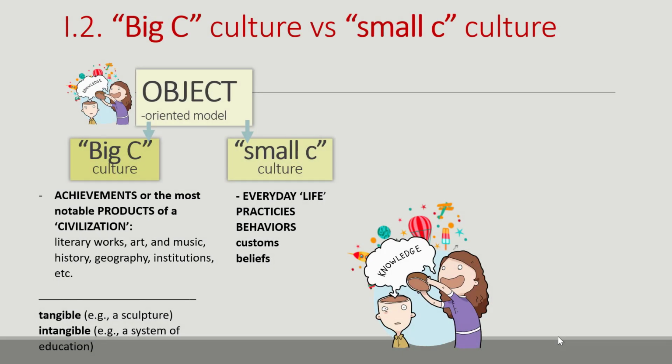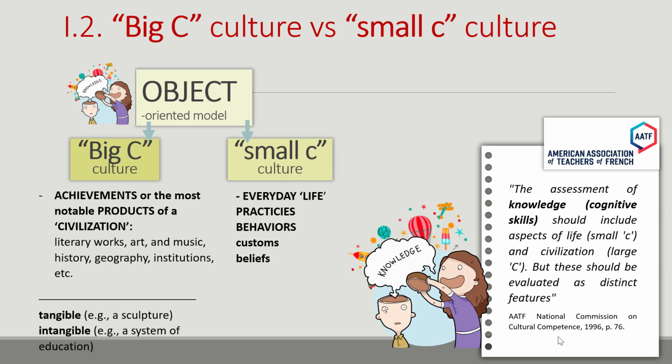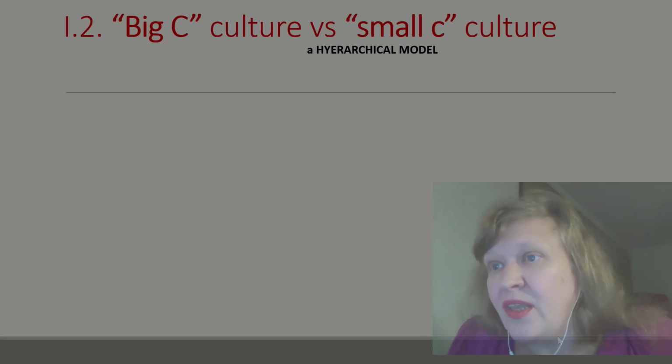For example, let's see how the American Association of Teachers of French used this typology in 1996 to define criteria for teaching culture. The document stresses that both categories of culture must be evaluated. I quote, "The assessment of knowledge, cognitive skills, should include aspects of life, small c, and civilization, large c, but these should be evaluated as distinct features."